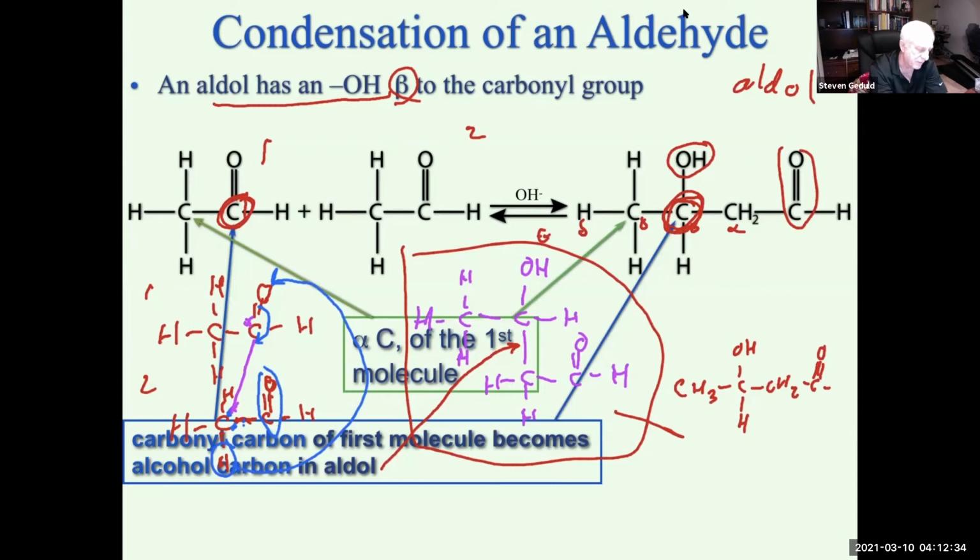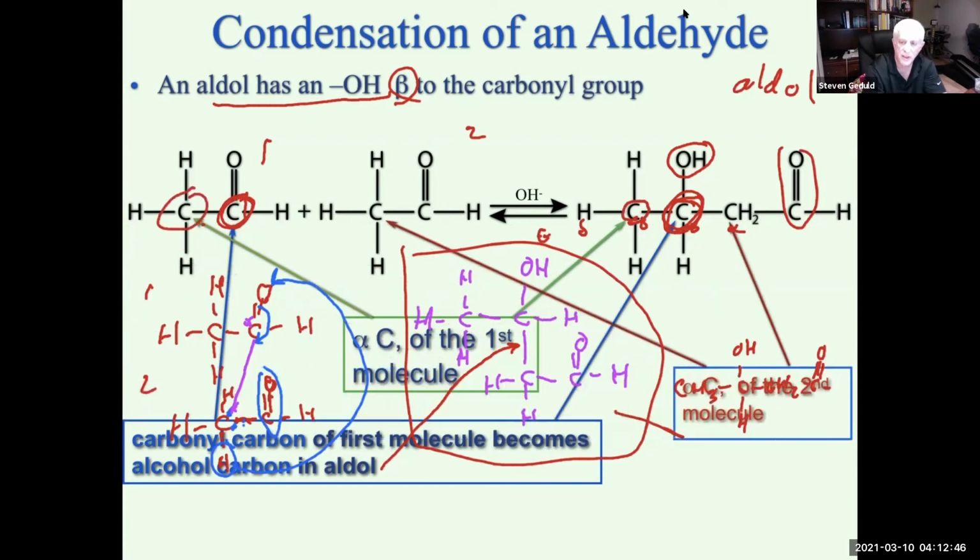Okay, this is your alpha carbon, the one next to it here. This carbon right here and that carbon are the exact same. Those are the alpha carbon of the first molecule. And the alpha carbon of the second molecule is what's bonded right here.